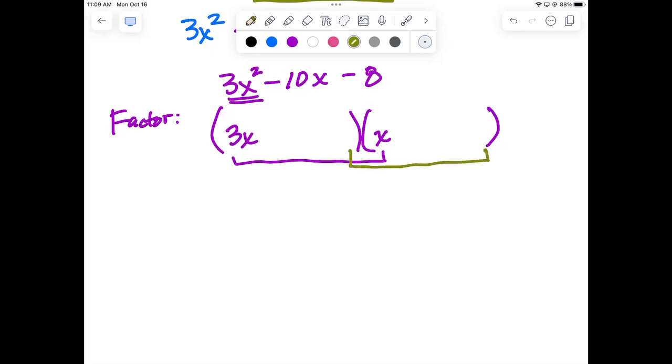Let's look at the last. The last is negative 8. Now here's where you run into problems. Negative 8 can factor in several ways, yes? It can be 1 times 8 or 2 times 4. How do you know which one to use?